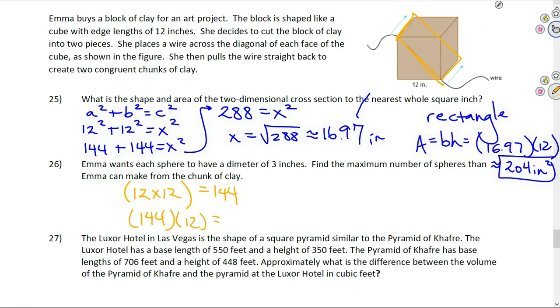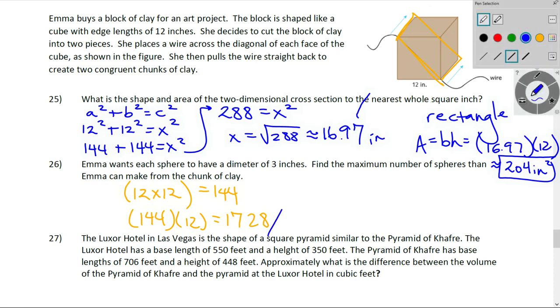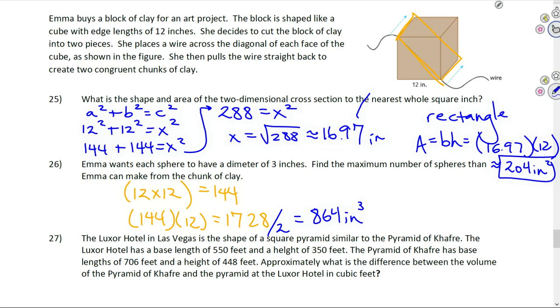This is the full cube. So 12 cubed is 1728. That's too much, right? So Emma cuts it in half. So I will cut the volume in half as well. Cut the volume in half, divided by 2, and I get 864 cubic inches. That's the volume of this half chunk of clay.